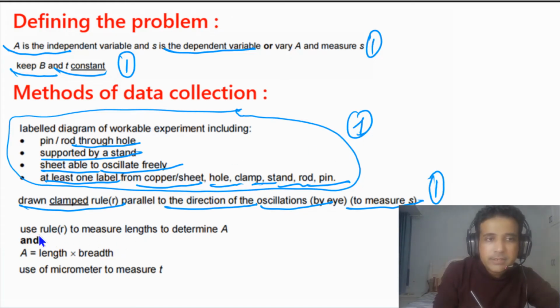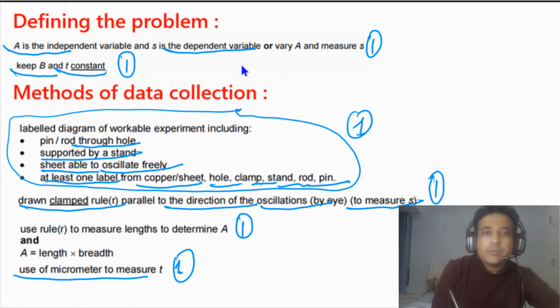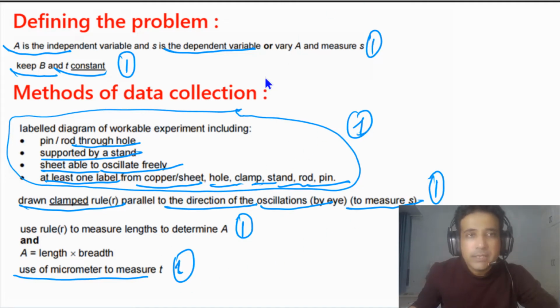And here is the next mark. Use a meter rule to measure A. So you will get 1 mark. And if you have also written area is equal to length times width, you will get 1 mark, meaning 1 mark is combined for this one. And 1 mark if you have written about thickness, use a micrometer. So in this case, you can see there are 4 marks to 6 marks. So you will get 6 marks: 4 marks for method of data collection and 2 marks for defining the problem.